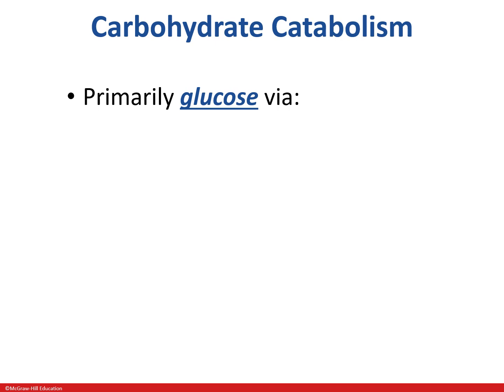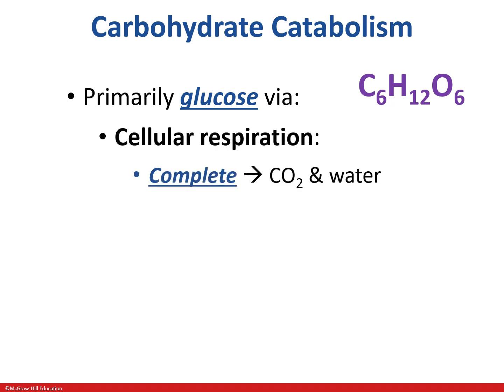So when an organism does catabolism, of course, glucose is the preferred energy source for most living things. There are some other microorganisms that use other things, but we're going to primarily focus on glucose. And of course, if you recall the recipe for glucose, C6H12O6, if we're going to break that down, we're going to do it in one of two ways.